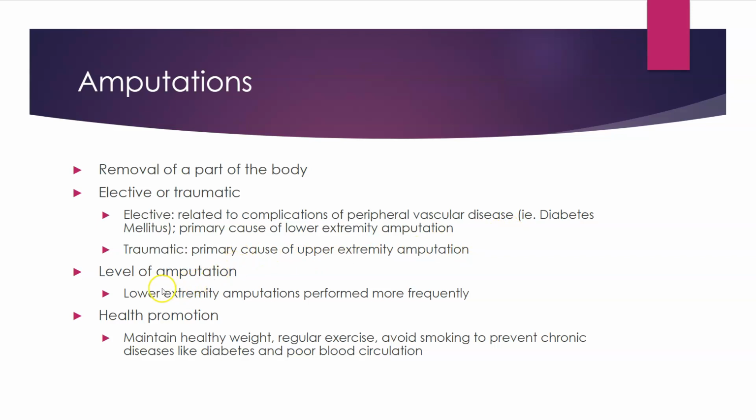Level of amputation: like I said, this is more common in the lower extremities, especially for the elective cases. It just kind of depends. You don't want to cut more off than you have to, but if we're talking about diabetes mellitus and side effects of that like gangrene, you do want to make sure that you do the amputation once and get all the negative aspects off, so that it doesn't spread. Health promotion wise, we're going to maintain a healthy weight, try to avoid smoking, and prevent chronic diseases like diabetes and poor blood circulation.